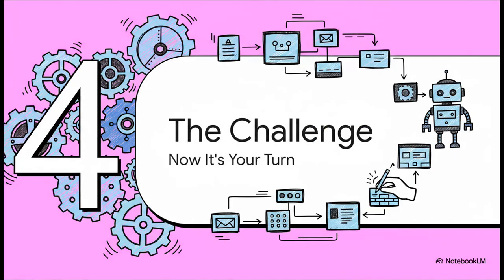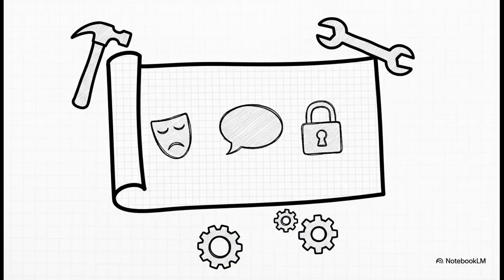Okay, so you've seen the theory, you've seen the proof, now it's time to get your hands dirty. We're switching gears from watching to doing. Yep, it's your turn to build an agent. We're going to take that three-part blueprint, identity, tone, and constraints, and put it to the test. I've got 2 hands-on challenges for you.